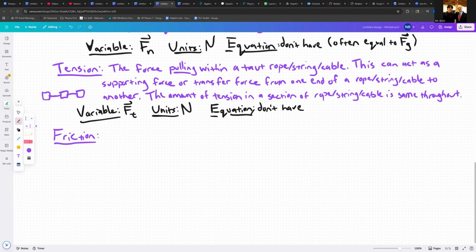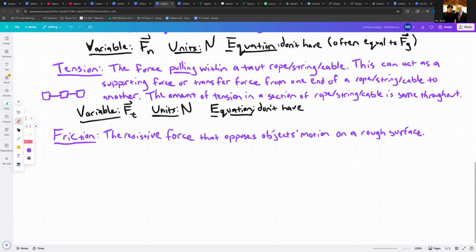This is a resistive or resisting force that opposes an object's motion on a rough surface. If there's some amount of roughness to a surface, then we'll have some amount of friction. And that's a word to keep your eye out for. If they say an object slides on a rough surface, hey, we're looking at friction. We're going to have to think about doing stuff with friction. All right, we could think of this as a push or a pull. It really depends how you conceptualize it, how you think about it.